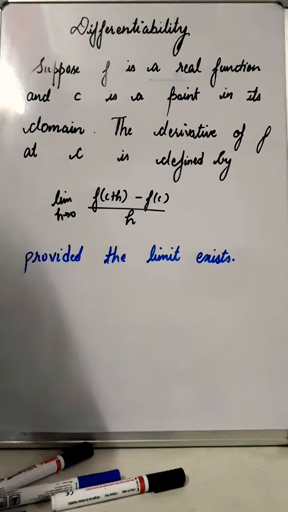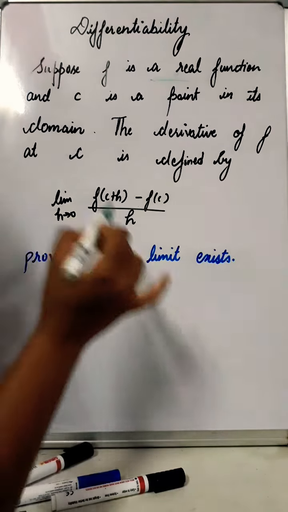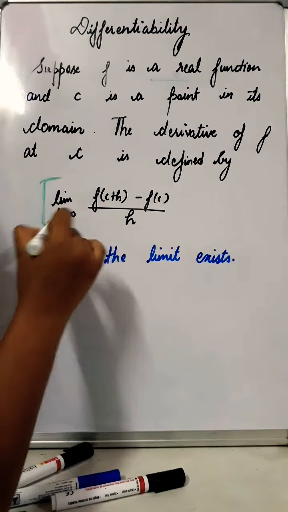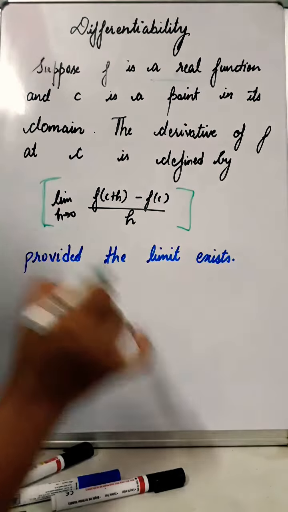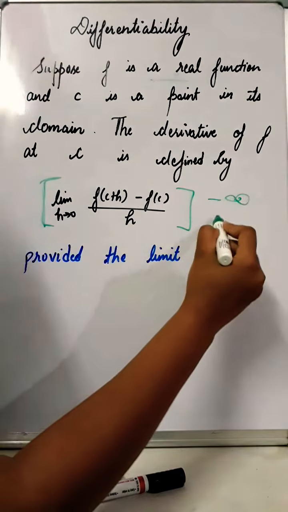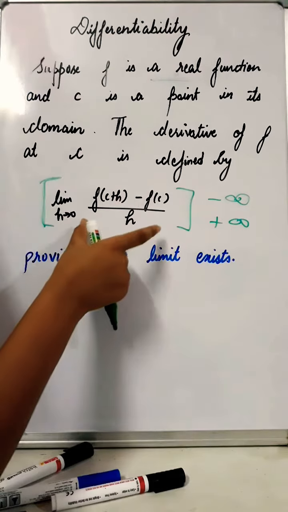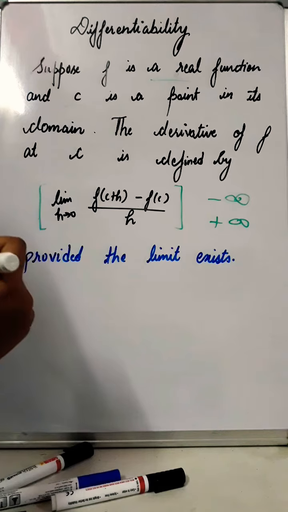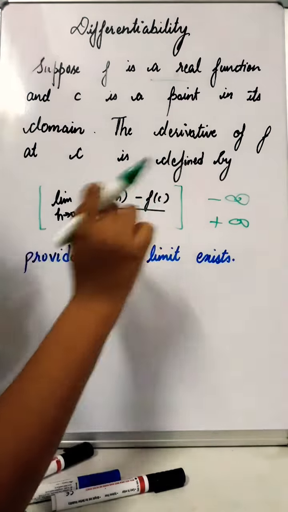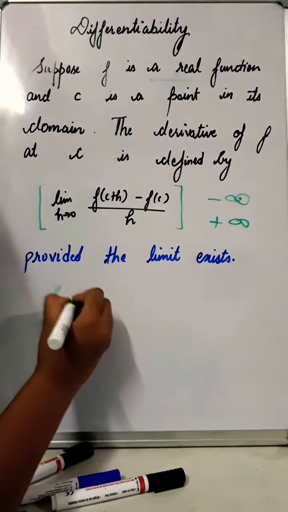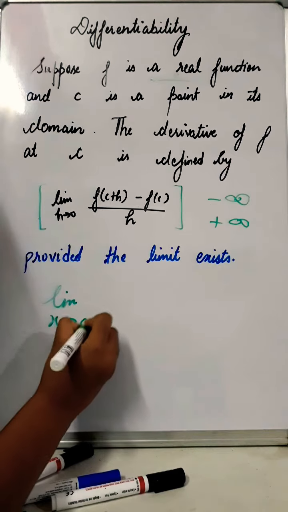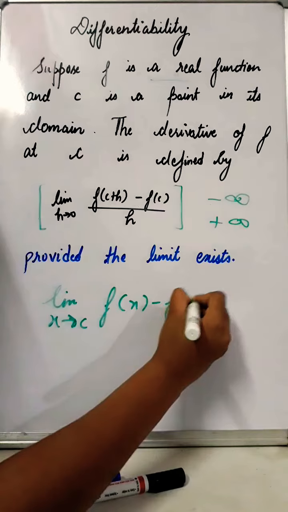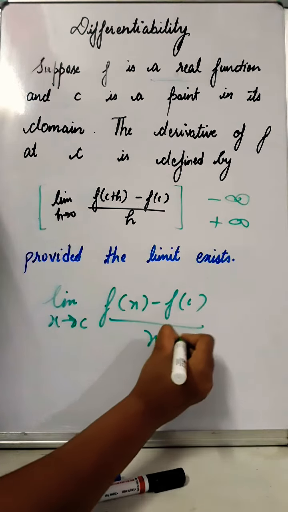Now comes a keyword, provided the limit exists, means this expression should give you a finite value, means this should not be minus infinity or plus infinity. A finite value should be obtained. So this expression can actually be represented as limit x tends to C, f of x minus f of C whole upon x minus C.